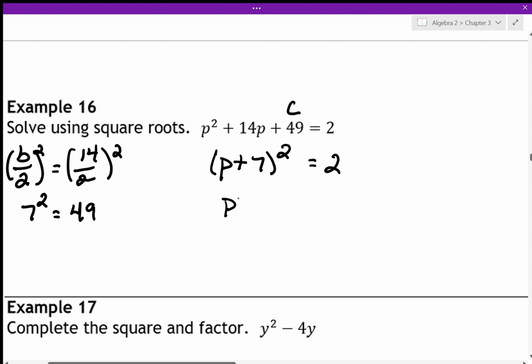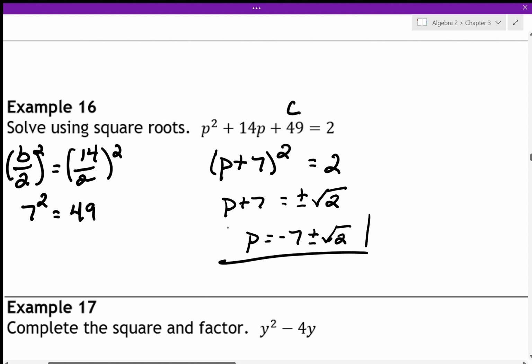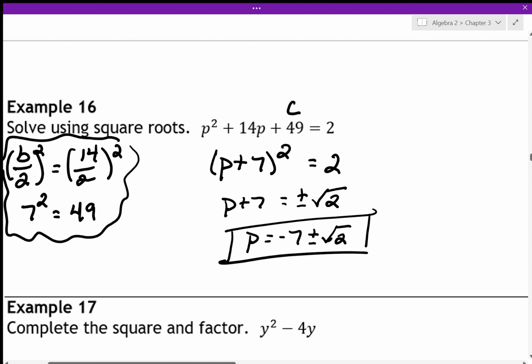Now I'm going to have p plus 7 equals, taking my root, plus or minus root 2. Now 2 is a prime number, it doesn't break apart nicely, so we're going to have p equals negative 7 plus or minus root 2. And that's all we got to do. That one we didn't have to use the blanks because it was already set up. Right over here, I figured out that it was already set up nicely for me. My c value, the 49, was what the c value needed to be for completing the square.